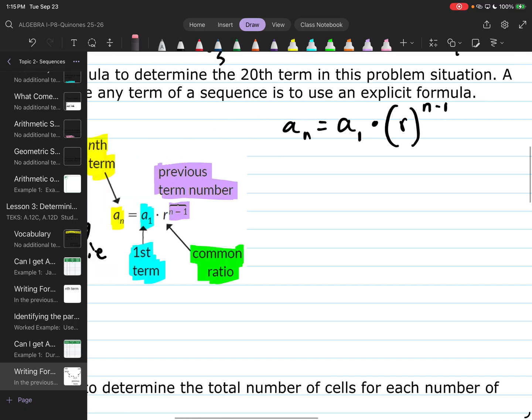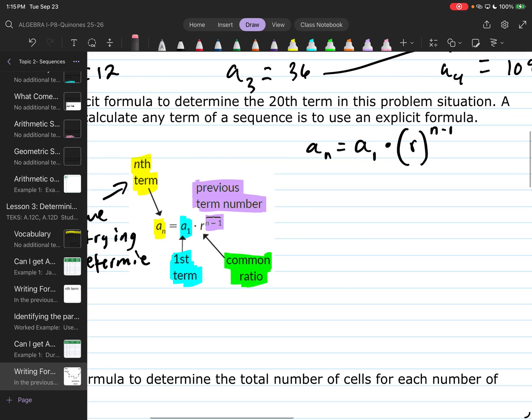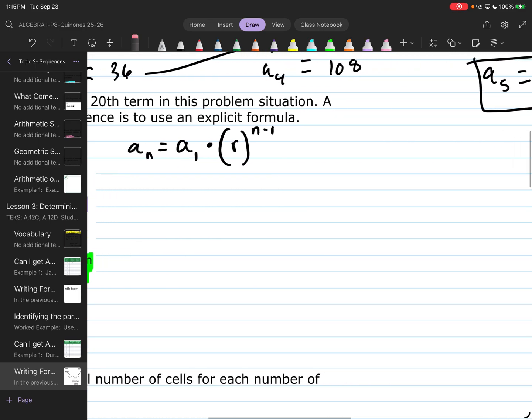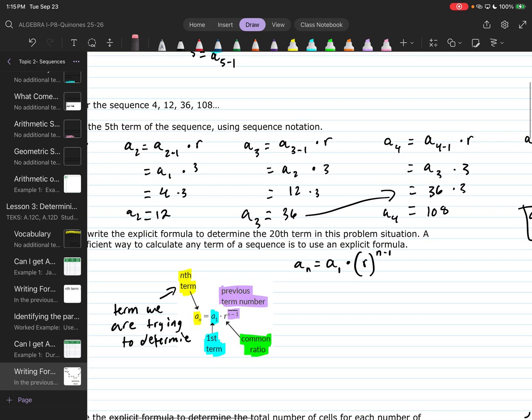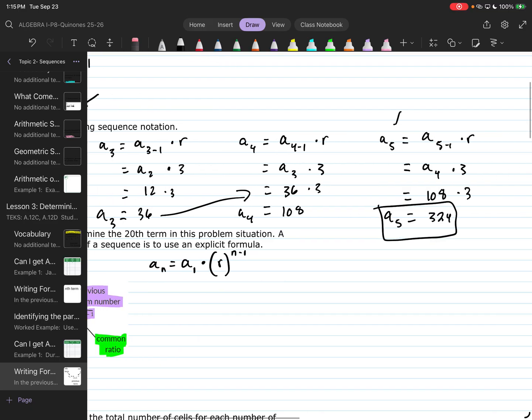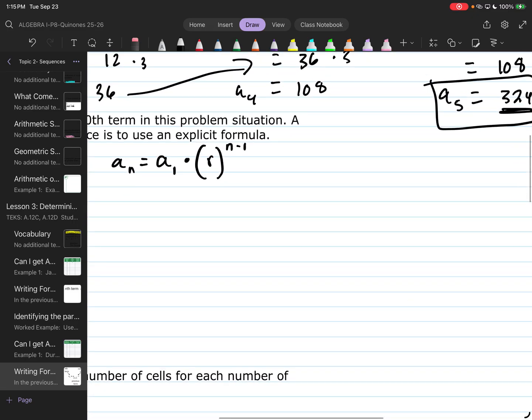Okay. I want to see if this is true. I'm going to test this myself. We're going to test it together. I want to see if in this previous sequence, if we're looking for a sub 5, are we still going to get 324? Let's check it. But help me write it. We're looking for a sub what? 5, good.